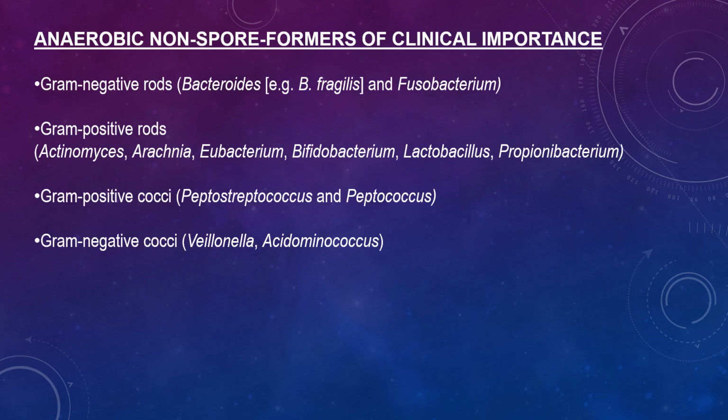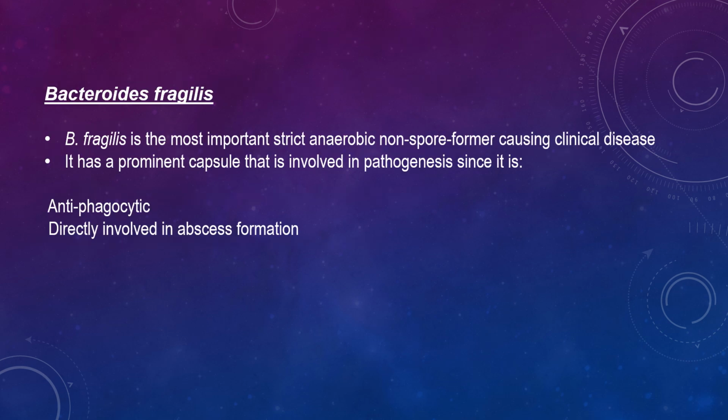short-chain fatty acids and alcohols. So let's have a look at some examples of anaerobic non-spore formers of clinical importance. You have gram-negative rods such as Bacteroides, Prevotella, and Fusobacterium. Gram-positive rods such as Actinomyces, Arachnia, Eubacterium, Bifidobacterium, Lactobacillus, and Propionibacterium. Gram-positive cocci such as Peptostreptococcus and Peptococcus, and gram-negative cocci such as Veillonella.